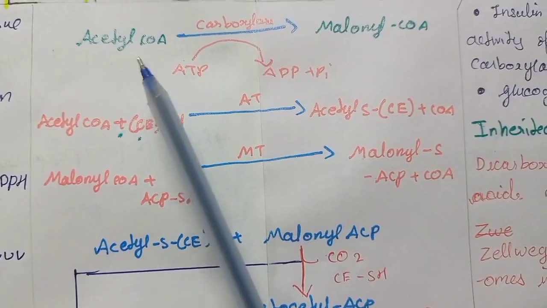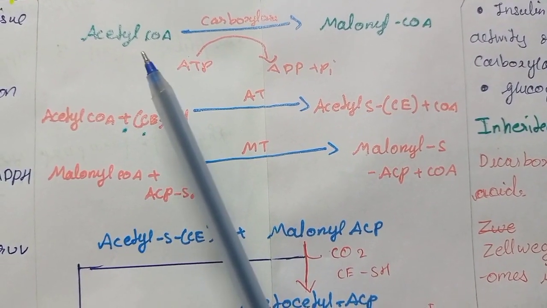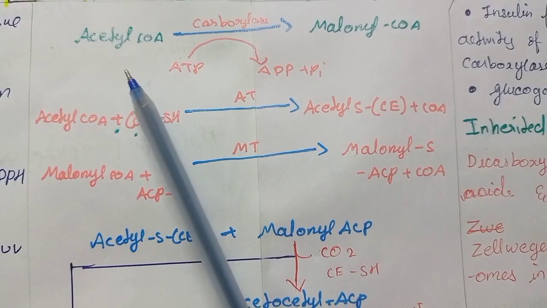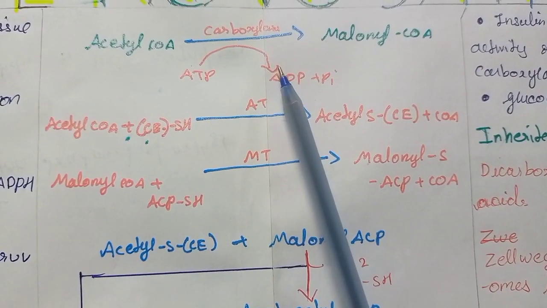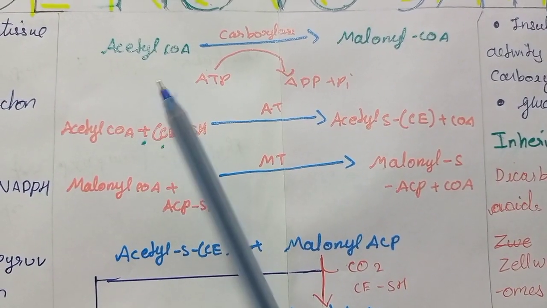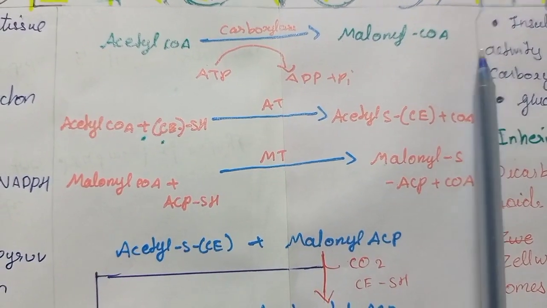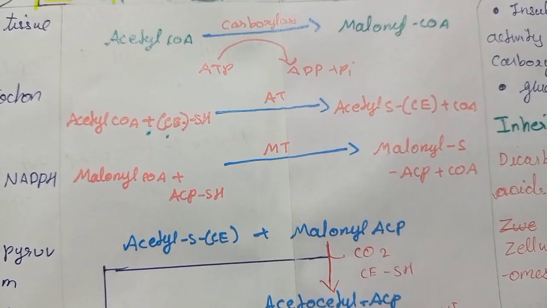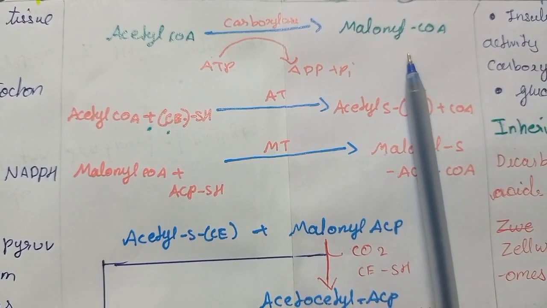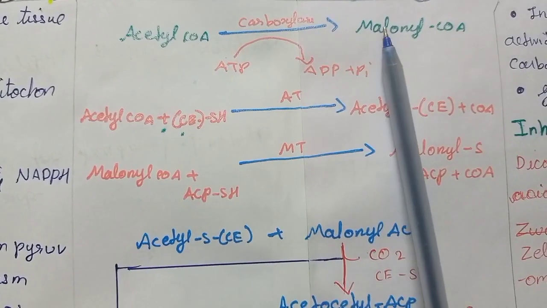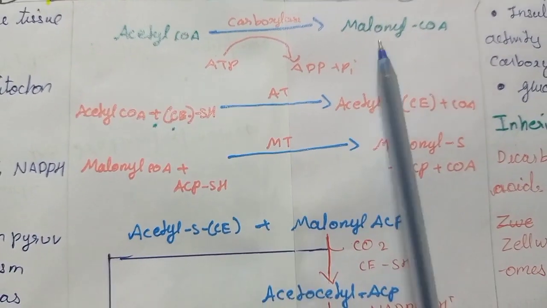Now we are going to the actual process of de novo synthesis. The first step in the de novo synthesis is carboxylation of acetyl-Coenzyme A. In this process, acetyl-Coenzyme A is converted to malonyl coenzyme A. Acetyl-Coenzyme A is a 2-carbon compound and malonyl coenzyme A is a 3-carbon compound, by acetyl-CoA carboxylase. In this process, 1 ATP is utilized.